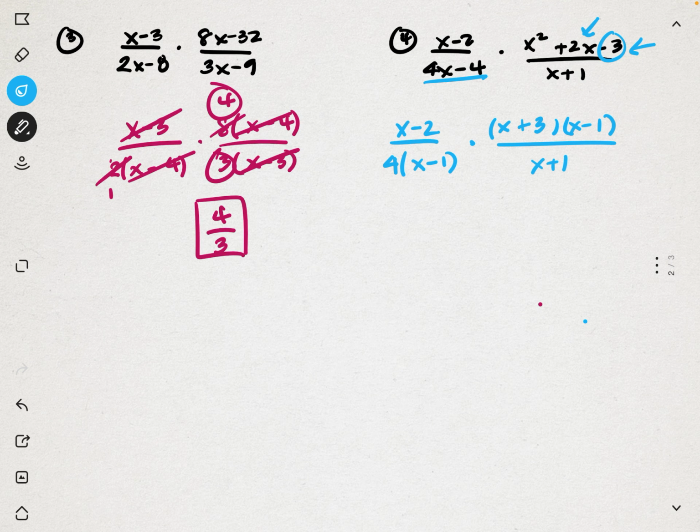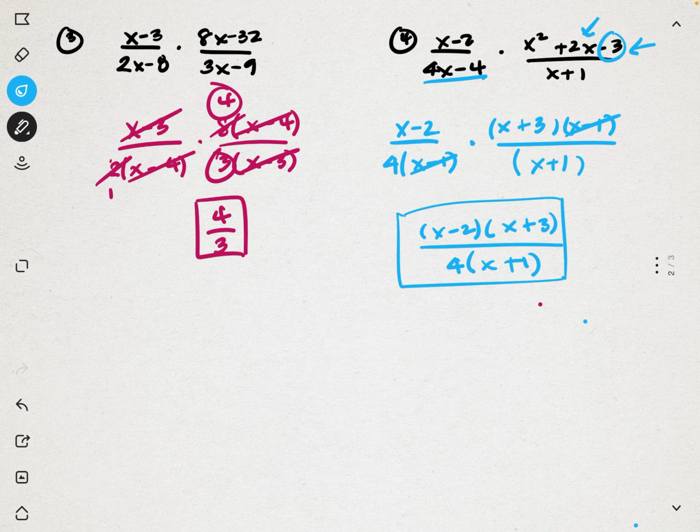All right, so we're looking for anything we can cancel out. We can cancel the x minus 1s, and that's it. So in our numerator, we have x minus 2 times x plus 3 over 4. And then remember, again, there's invisible grouping here, so we're not just going to say 4x plus 1. That would be wrong. So it's actually 4 parentheses x plus 1. And then at that point, we'd be finished.